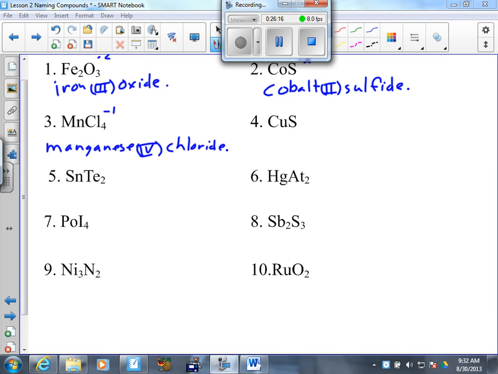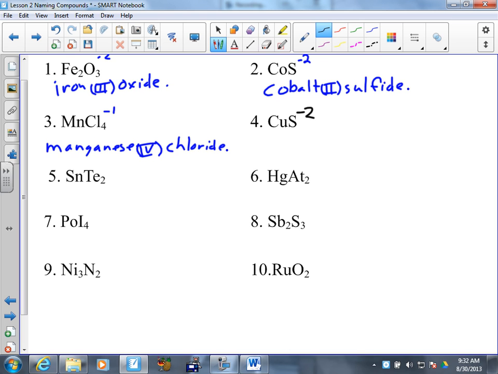All right, so on number 4, we've got copper paired with sulfur. Okay, sulfur's charge always -2, so that means this must be copper (II), right? Copper (II) sulfide. Okay, when we're looking at the next one here, we've got tin with tellurium. Okay, and there are 2 telluriums. Tellurium's charge is -2. Yeah, okay. So if this is -2, okay, and there are 2 of them, the charge on tin must be 4. So tin (IV) telluride.